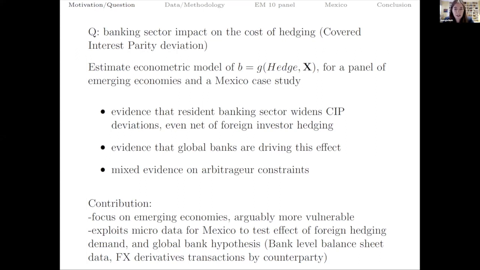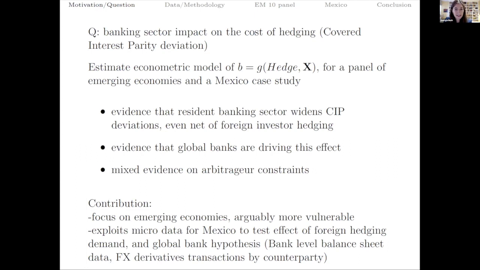And then on the question of arbitrage or constraints, there's mixed evidence, and there's some results that may suggest that the experience in emerging economies is different from developed markets. But in general, for the arbitrage variables, nothing really leaps out from the results that is intuitive.